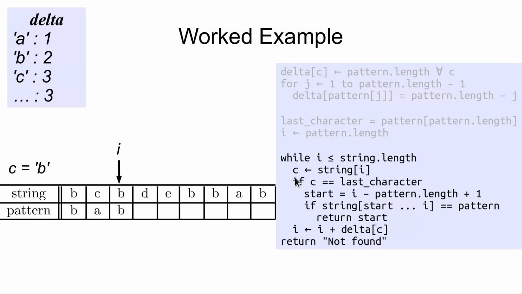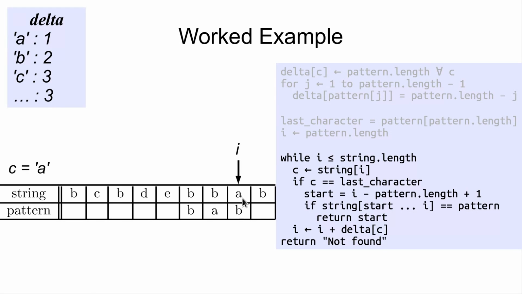So here, the character at the end of the proposed match is the same as the one at the end of the pattern. However, the proposed match fails, so we look up B in the table and shift right by 2. E is not the last character of the pattern, so we look it up in the table and shift right by 3.